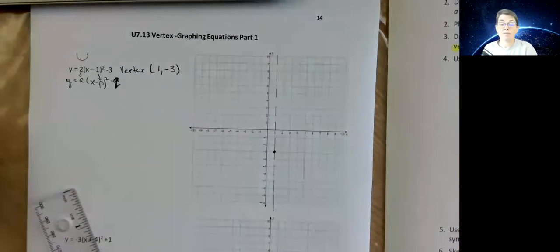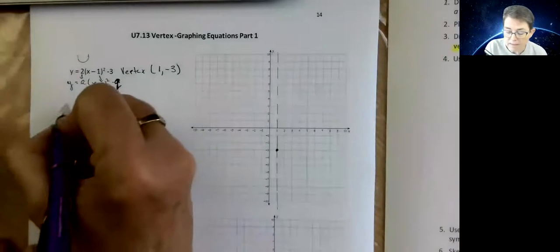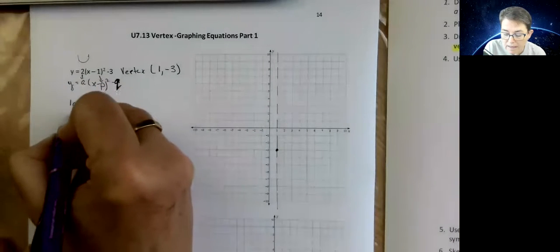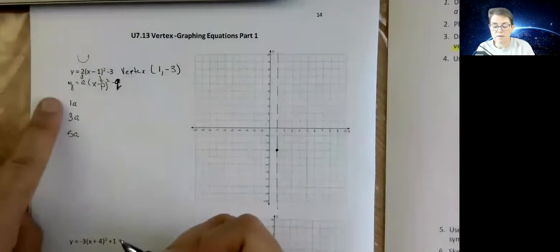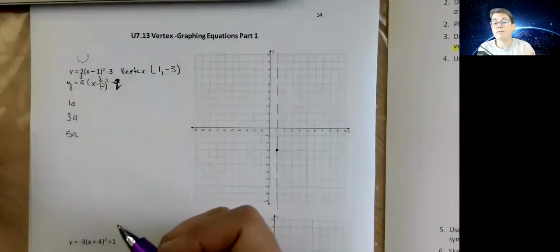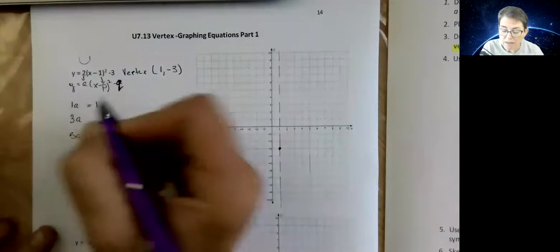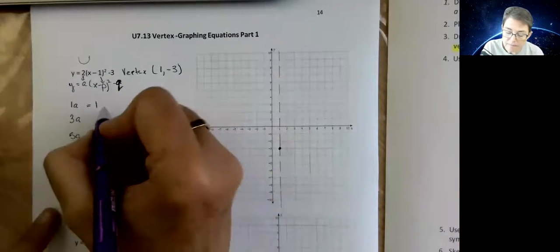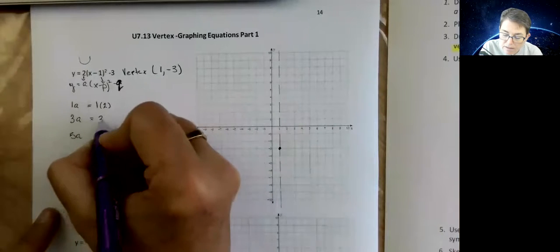Now comes the fun staircase step. This is what I do: I go 1A, 3A, 5A. This 1A, 3A, 5A is the same every single time. Now for this specific question, A was 2 times 2.